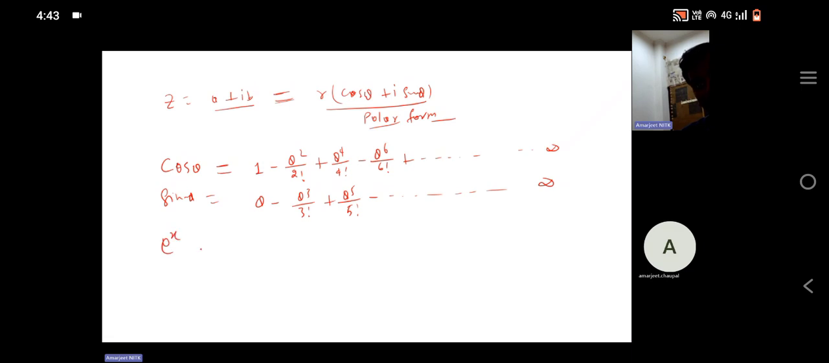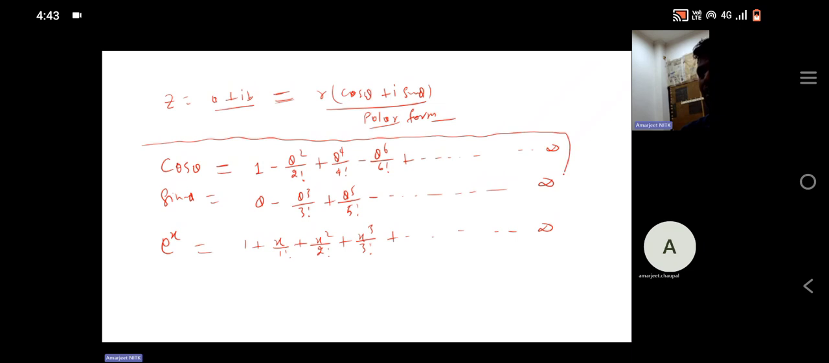So sin theta equals theta minus theta cube by 3 factorial plus theta 5 by 5 factorial minus dot dot dot like this up to infinity. And we have e to the power x equals 1 plus x upon 1 factorial plus x square by 2 factorial plus x cube by 3 factorial like this up to infinity. All these expressions can be proved using the Taylor series or Maclaurin series, which you will study in the higher classes.